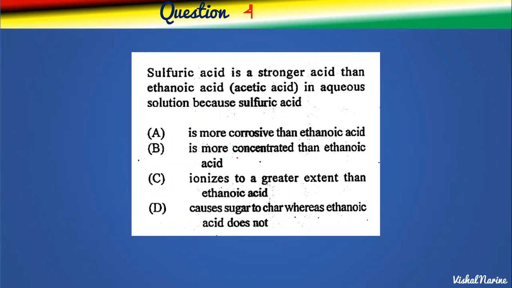Question 4. Sulfuric acid is a strong acid and ethanoic acid is a weak acid in an aqueous solution because... Now whenever we compare the strength of an acid, we are basically looking at the extent to which the acid is going to ionize. All right, so sulfuric acid is a strong acid because it ionizes to a greater extent than ethanoic acid. The answer to question 4 is C. 50 persons with that answer, which is good.